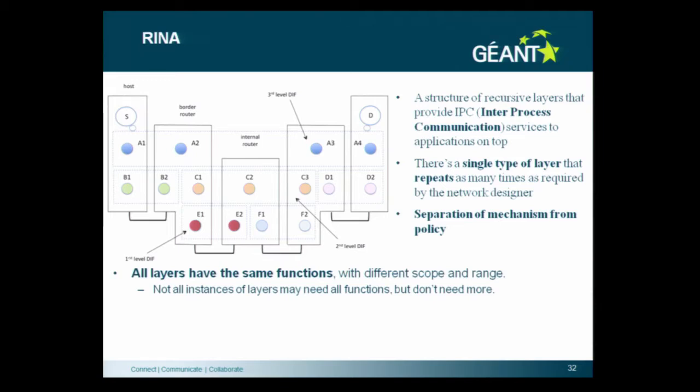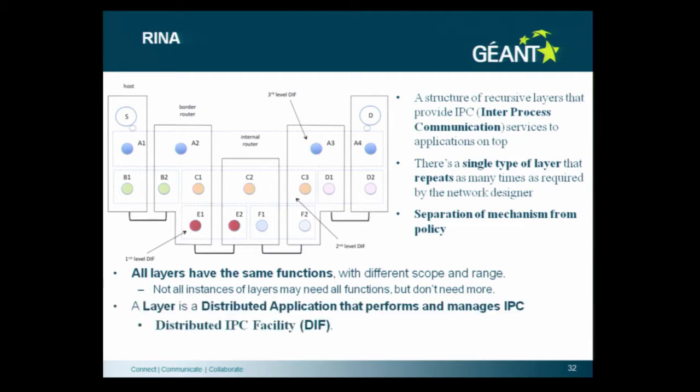Those things are separated from each other. So all layers have the same function, different scope, very important, and different range, and not all instances of layers may need the same functions. But no layer will need more functions than what is available in the RINA API. So it's a distributed application, and it provides you with inter-process communication. That's why the terminology for that layer is a DIF, a distributed IPC facility. This would yield a theory of networking and an architecture that scales indefinitely in theory, of course not in practice.